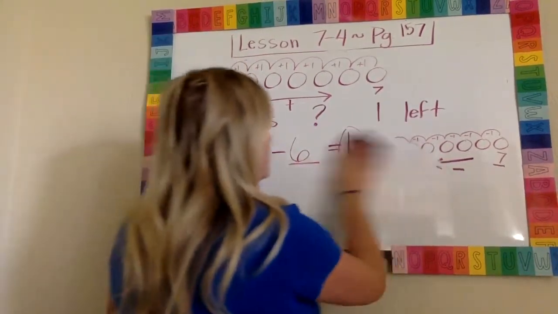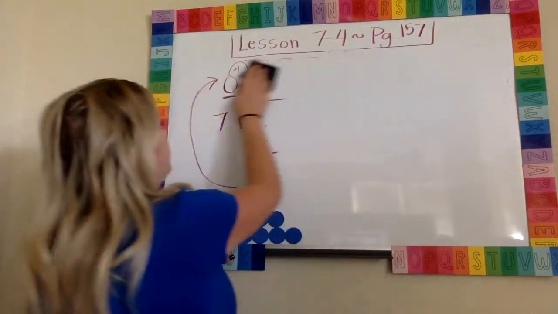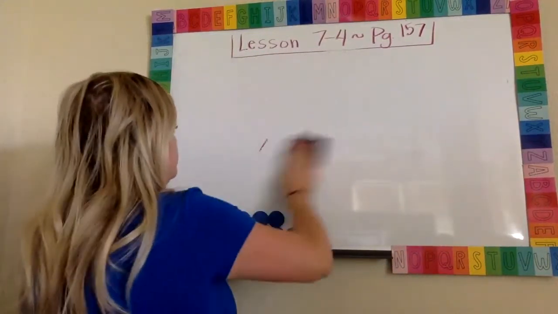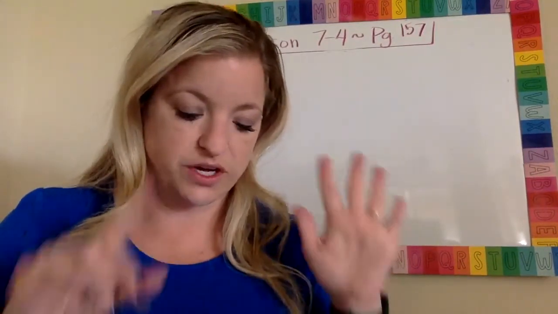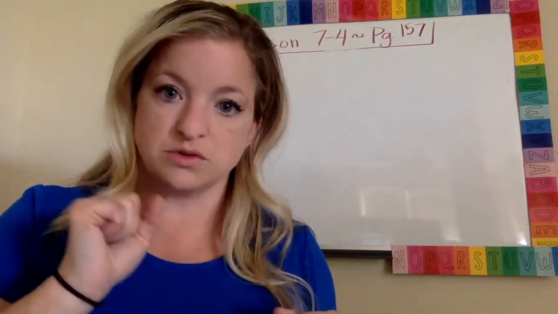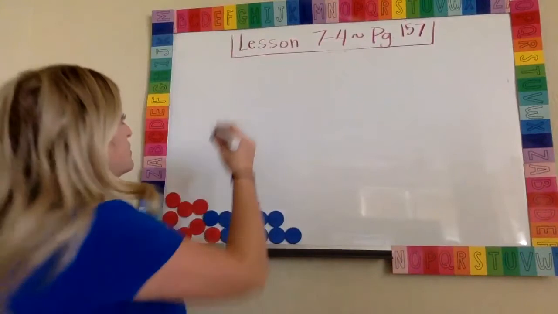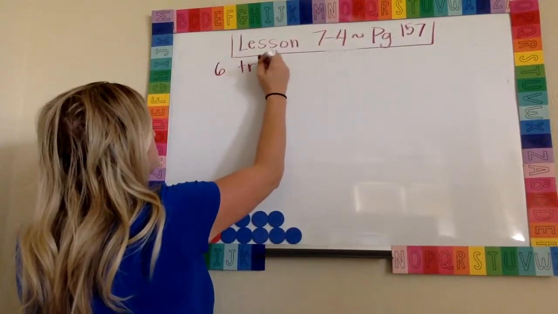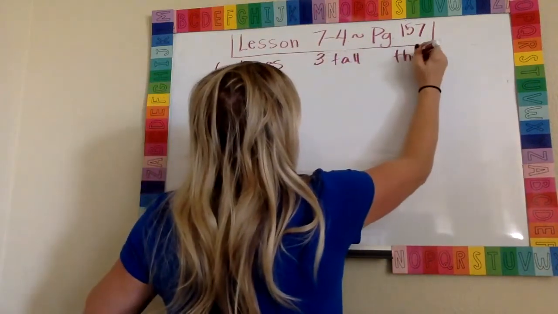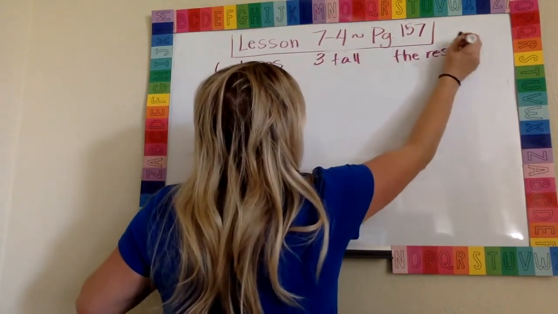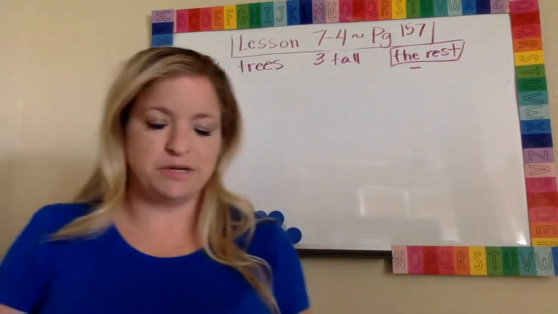All right, now I'm going to do problem number 5. Again, don't let them confuse you with all these words. You're going to pull out the numbers. There are 6 trees. 3 are tall, so circle those numbers 6 and 3. 6 trees. 3 are tall. The rest. Put a box around, that's your word clue. It means you're subtracting. How many trees are short?